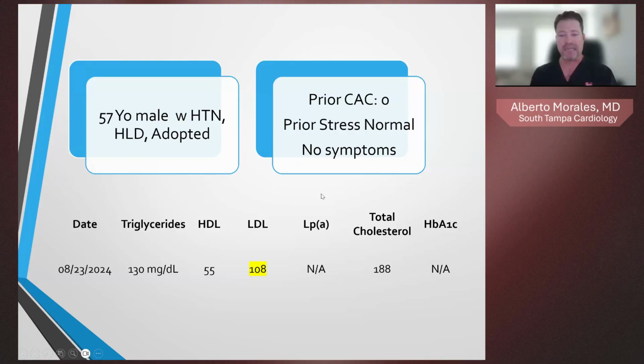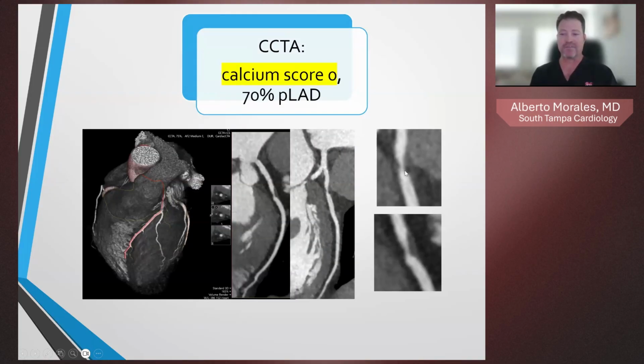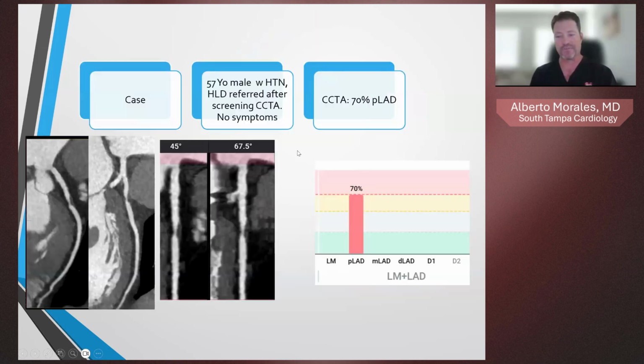Well, we did a CT. And what we found was a very high-grade proximal LAD lesion. Again, 70% with a 0 calcium score. Again, everything in the book would have failed him if we hadn't done imaging first, right?